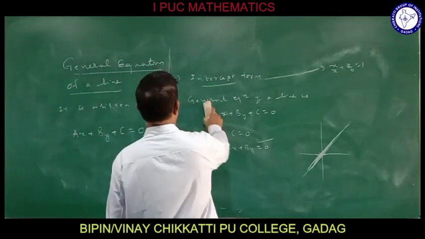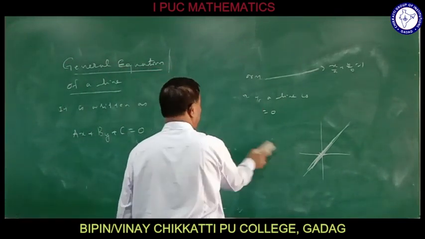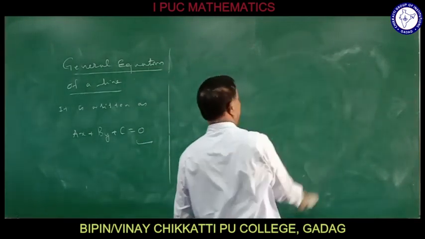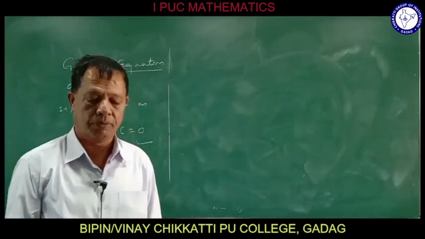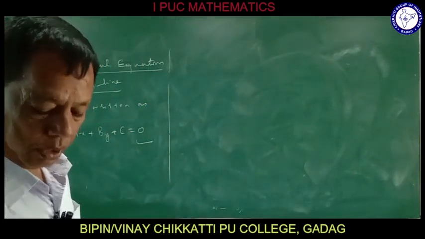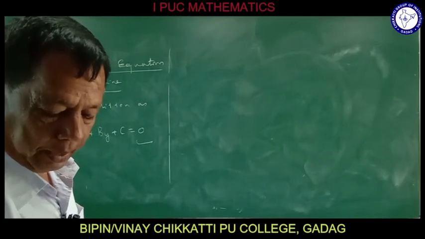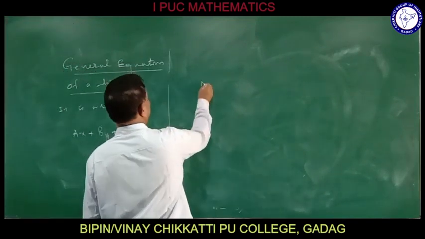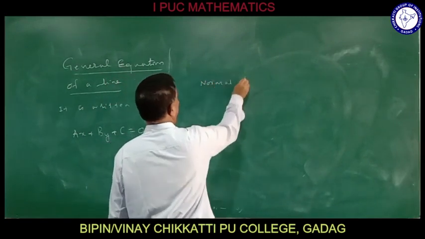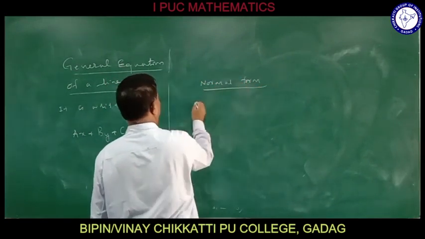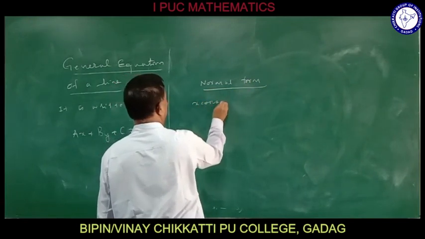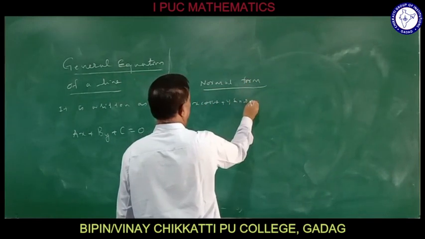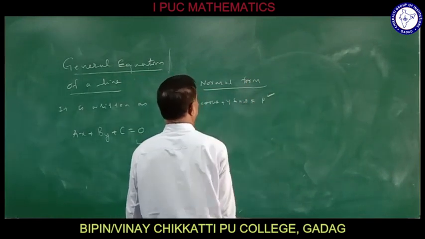Now finally I have to discuss how to reduce the general equation into the normal form. That is also an important part for us. How to reduce into normal form, that I am discussing here. What is the normal form? The normal form is x cos omega plus y sin omega equal to p. This is the normal form.